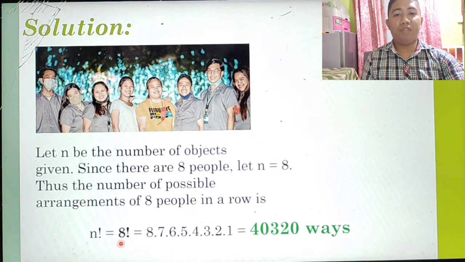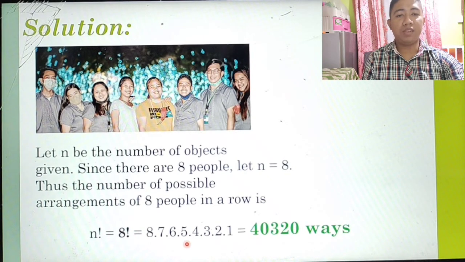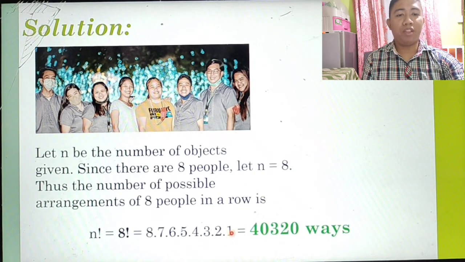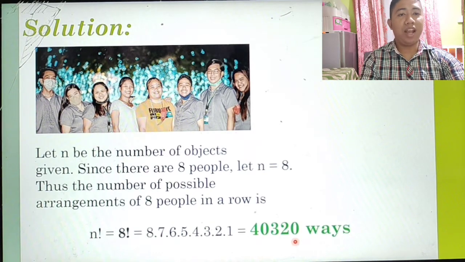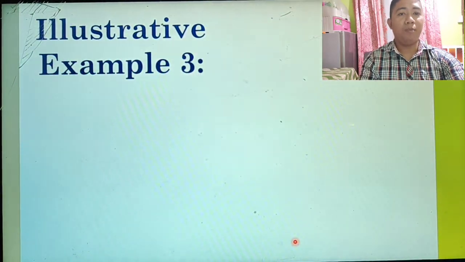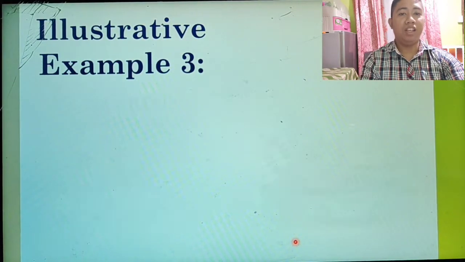So the expanded form of 8 factorial is 8 times 7 times 6 times 5 times 4 times 3 times 2 times 1. We cannot omit the last factor, which is 1, until it reaches 2. So we get the product of the 8 numbers, which is 40,320 ways. And that is our final answer. So let's move on to our last illustrative example for permutation of n objects.